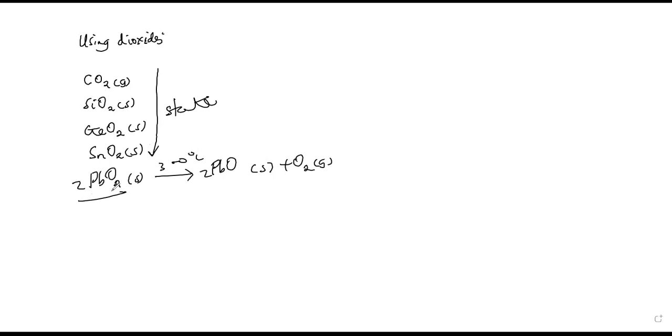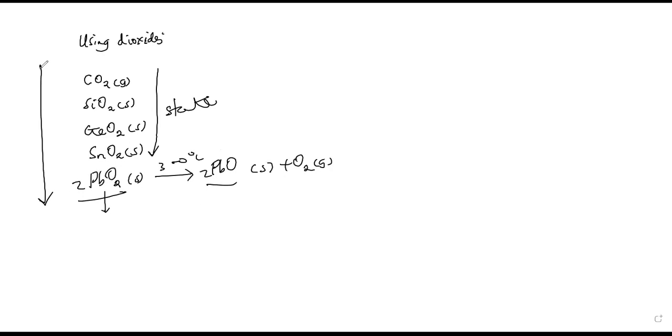So when you're explaining this, you say that carbon dioxide, silicon four oxide, germanium four oxide and tin four oxide exist and are stable to heat. But lead four oxide exists but decomposes on heating to form lead two oxide and oxygen, implying that the plus two oxidation state is stable, whereas the plus four oxidation state in lead is not stable. So the stability of the plus four oxidation state decreases, while that of plus two increases.